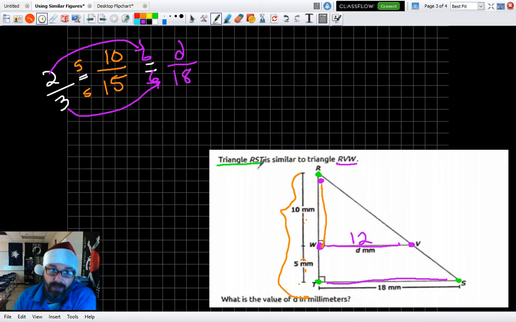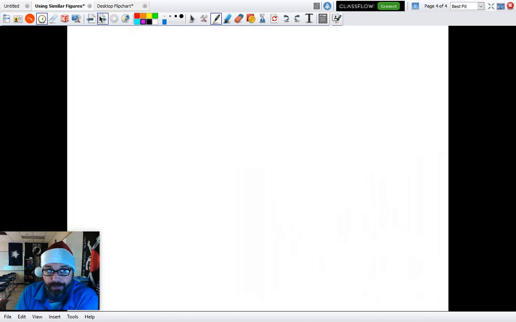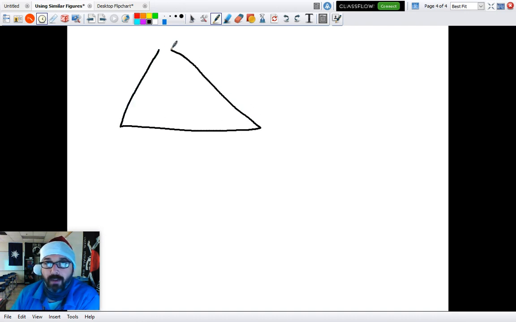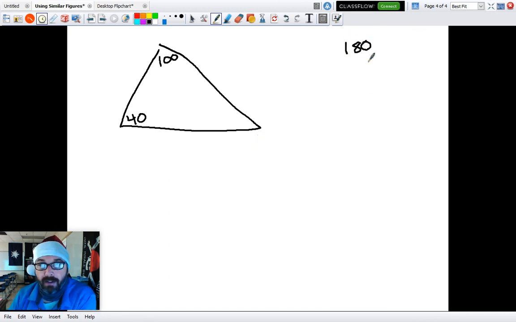And of course, yes, you could have cross-multiplied and divided. There is one more step I need to tell you, and then we will be done. So that is, if you were to happen to have a triangle that maybe had 100 degrees here and a 40-degree angle here. How many degrees are in a triangle? Did you Google it? How about now? Okay. There are 180 degrees in a triangle.